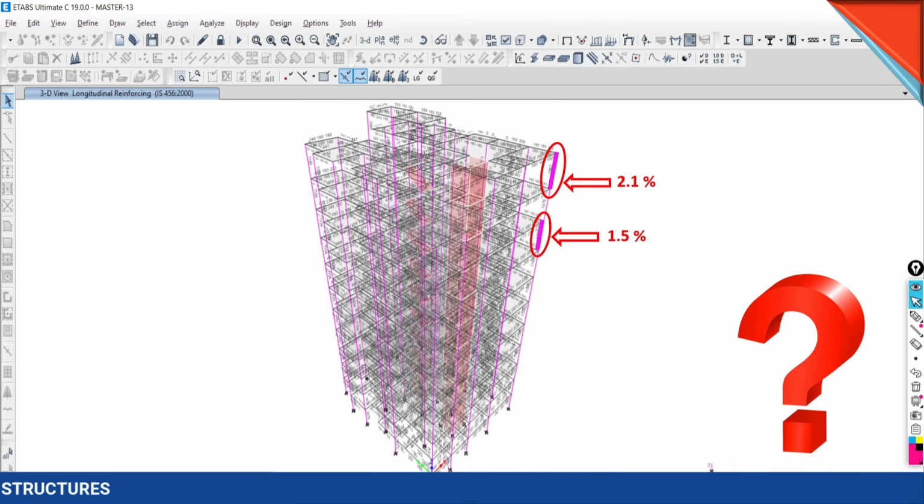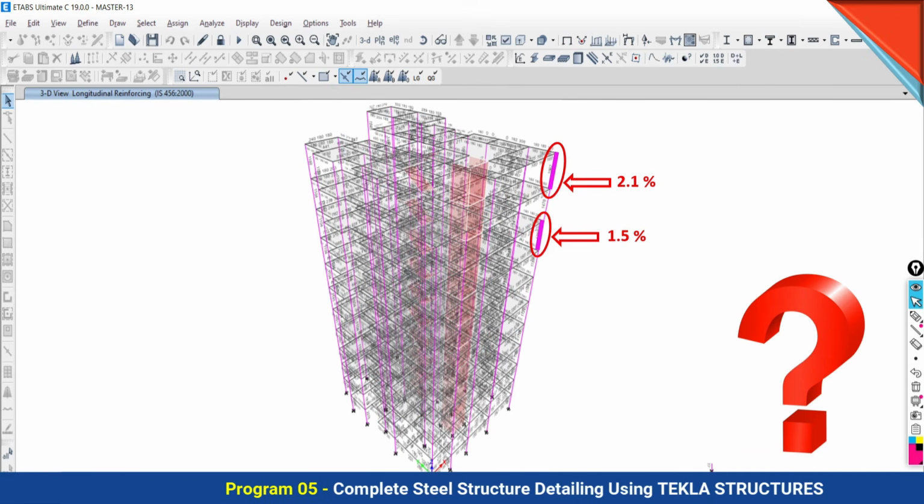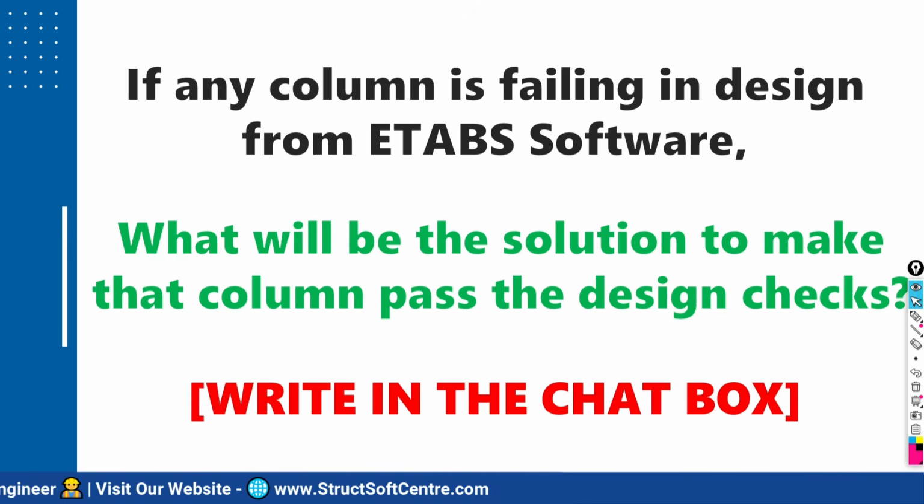And I just want to ask a simple question, guys. Suppose any member, let's say beam, column, or shear wall, whatever the element, if you are going to deal with it and it is going to fail, what will be the solution for that? Let's say a column: if any column is going to fail in the design from the ETABS software, what will be the solution to make that column pass the design check? Write in the chat box.